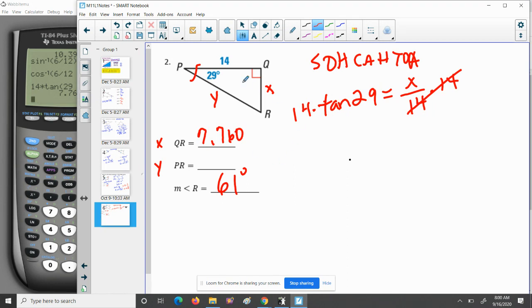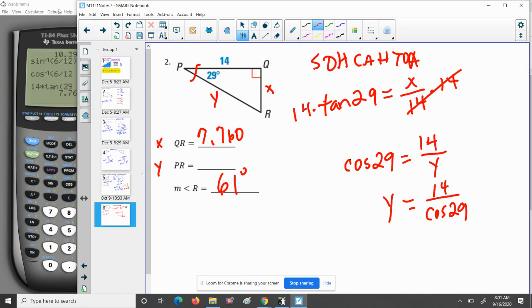Now, let's solve for Y. Again, let's look at angle P because that's the one that was given to us. So 14 is adjacent, Y is hypotenuse. So cosine is our ratio here. Cosine of 29, remember the angle always goes with the trig function. So cosine of 29 is adjacent 14 over hypotenuse Y. Now, we had one like this before. Remember, when our variable is on the bottom, we can switch with what's on the other side. So we can say Y equals 14 over cosine of 29.